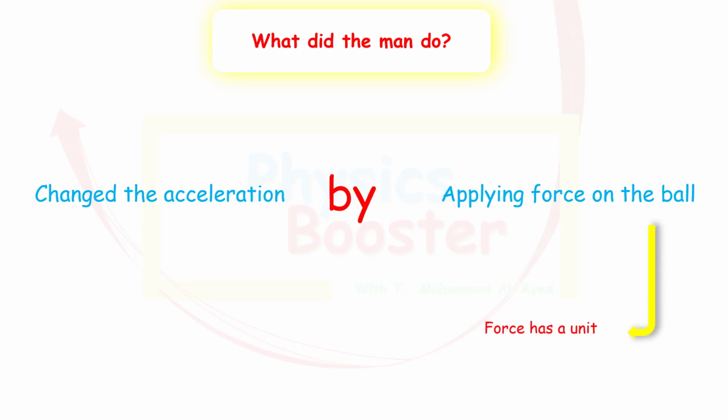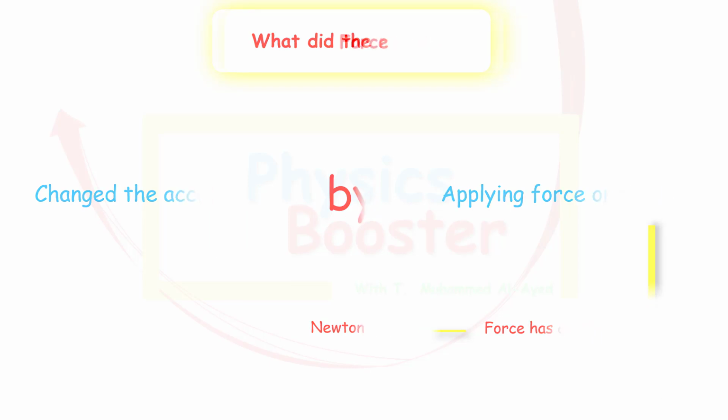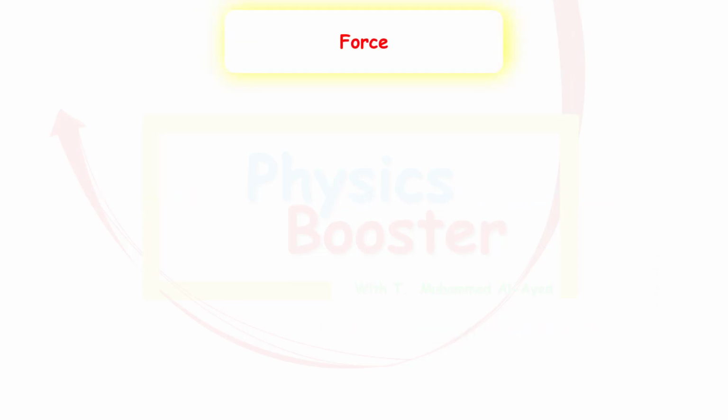Now, we know that force has a unit. The unit of force is called newtons, and it's named after the very famous scientist Isaac Newton, whose famous laws we will be studying in detail later. So to summarize, no object can accelerate if there is no force applied on it.